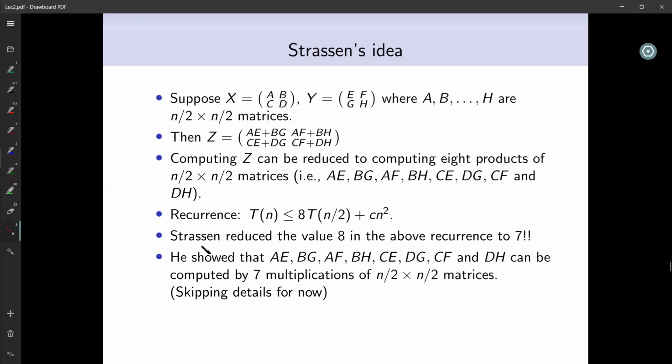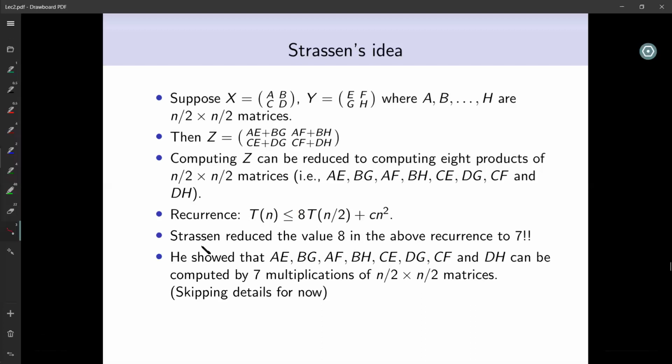Strassen was experimenting with something, and in fact Strassen was trying to prove that n cube is the minimum number of operations required to multiply two matrices. So he suddenly came across this expression, and he realized that you can reduce this value 8. So instead of computing these 8 products, you can reduce it to computing 7 products, with very, very cleverly formed expressions on these matrices. Okay, I'm not writing down those expressions.